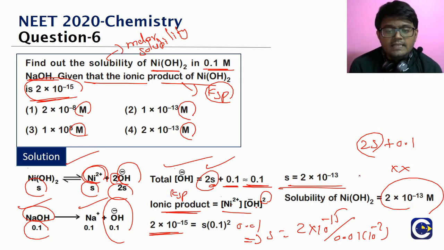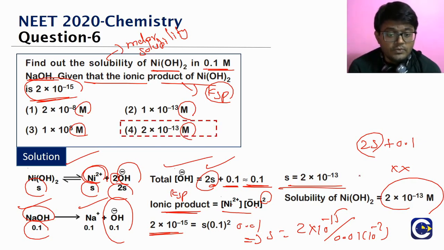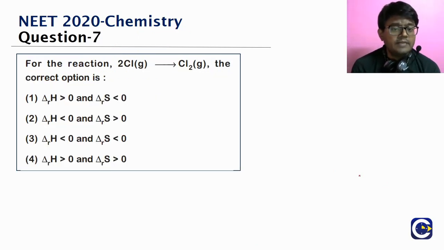So the answer for this question is the solubility of nickel hydroxide, which is the S value. What is the answer for this? 2 into 10 power minus 13. This is a pretty standard model of question. Even in the NCERT textbook, inside the text salt examples, we have one question like this. You may take a look at that. So we'll move on to the next question.